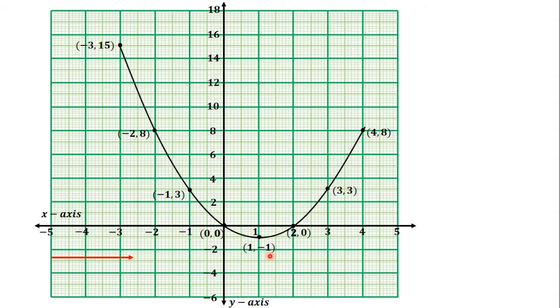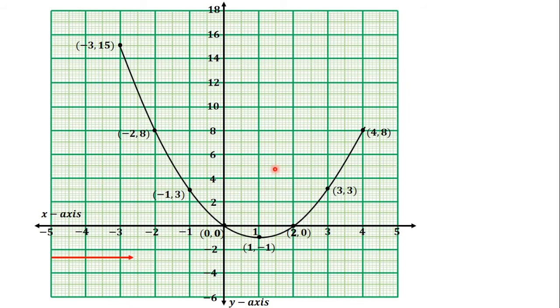But after the turning point of the curve, we can see that the y-coordinate increases from minus 1 to 0. It increases from 0 to 3. Then it increases from 3 to 8. So unlike the values of x that kept on increasing, the values of y decreases from this point to the turning point. Then from the turning point to this point, it increases. So it decreases at a point, then increases at another point.